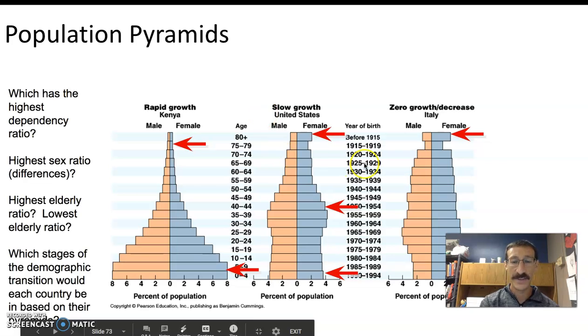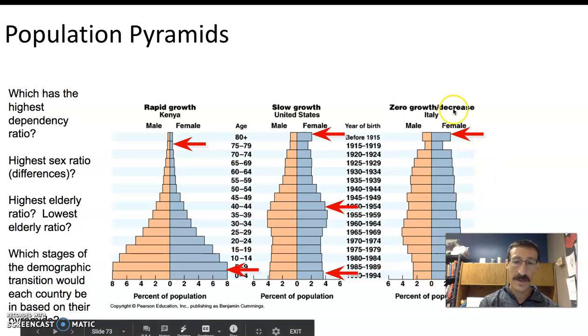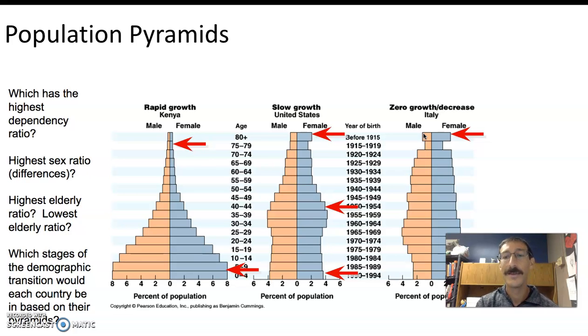Okay, we talked about the United States here. But also we talked about Italy being that stage 4. And so we're kind of seeing the reverse within the dependency ratio in Italy. Looks like if these things progress, this group is going to eventually be dependent later on. Sex ratio, fairly balanced except here at the top end, but that's true in most countries.